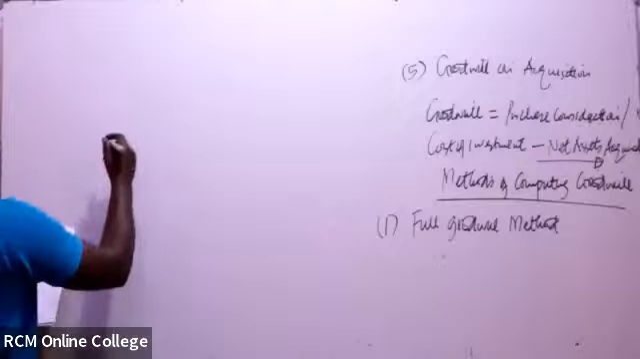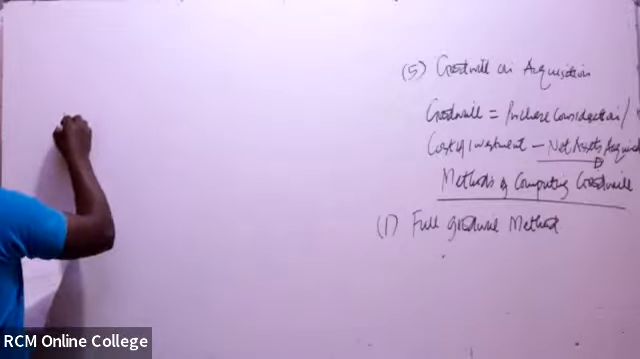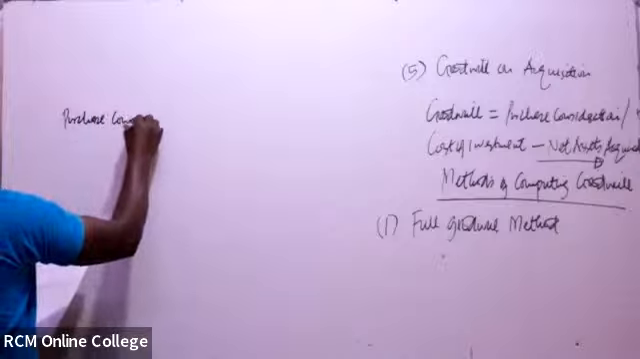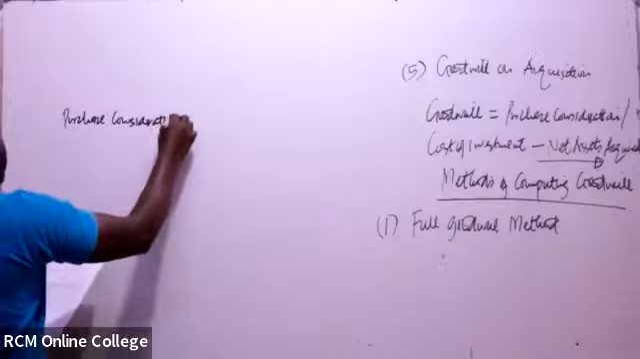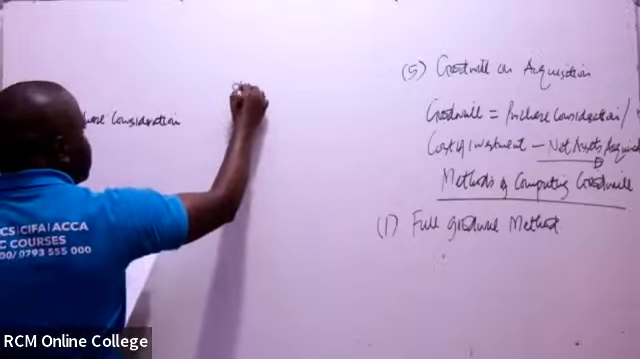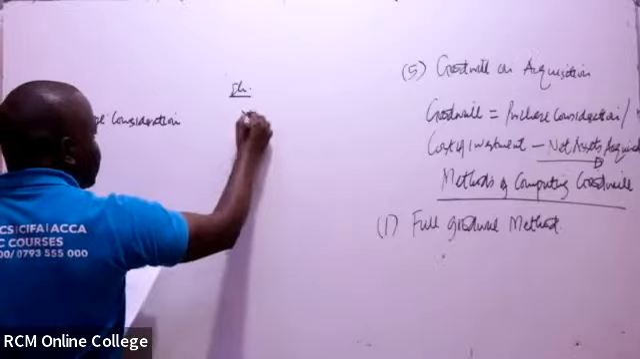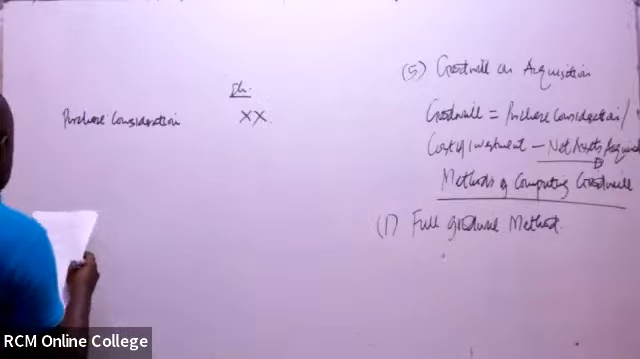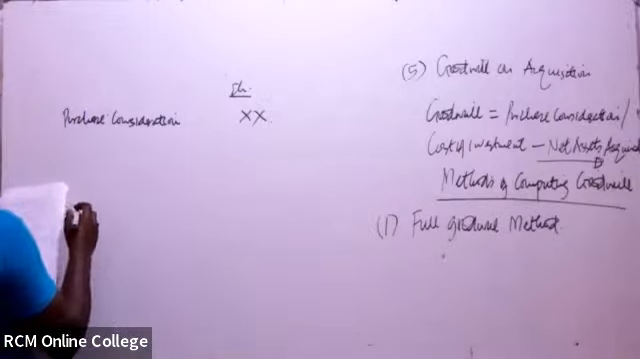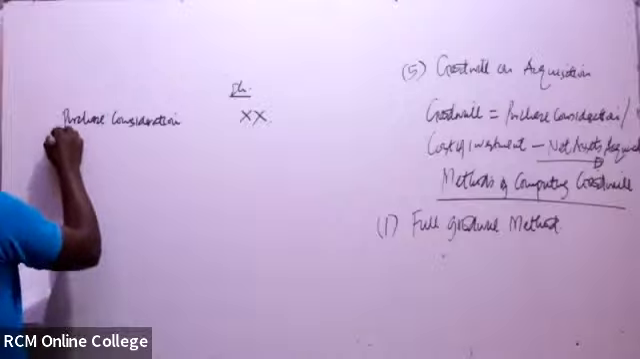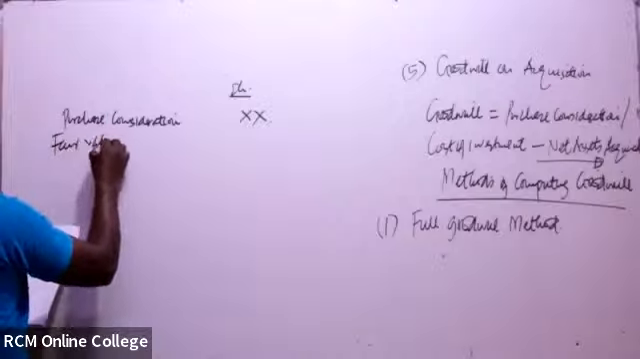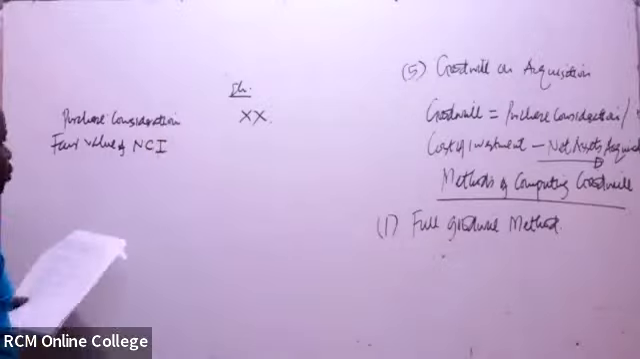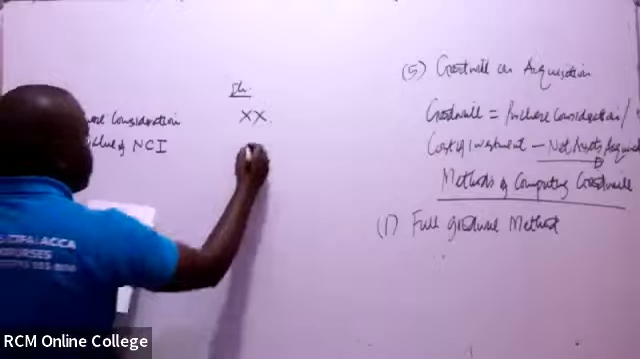You'll take the purchase consideration, in shillings. On this purchase consideration, you'll add the fair value of non-controlling interest.